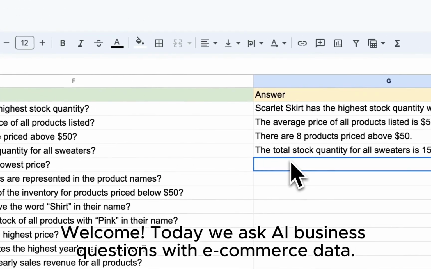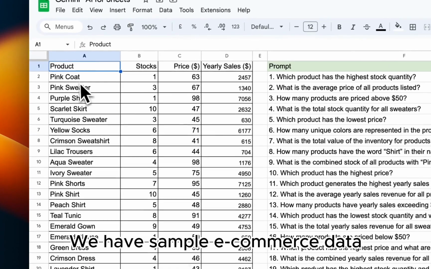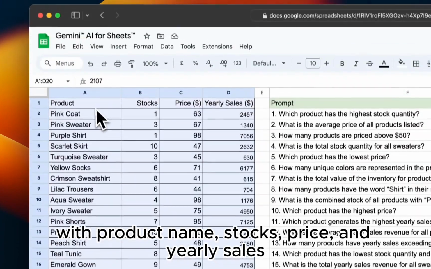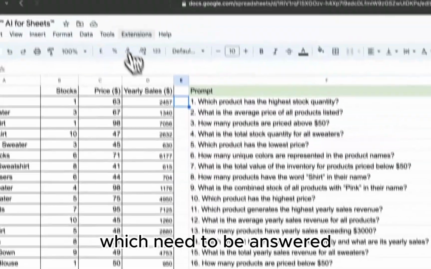Welcome. Today, we ask AI business questions with e-commerce data. We have sample e-commerce data with product name, stocks, price, and yearly sales. We have a list of prompts which need to be answered.